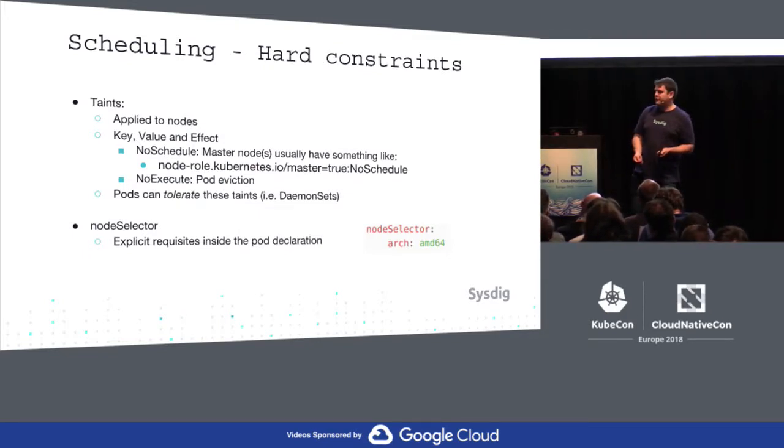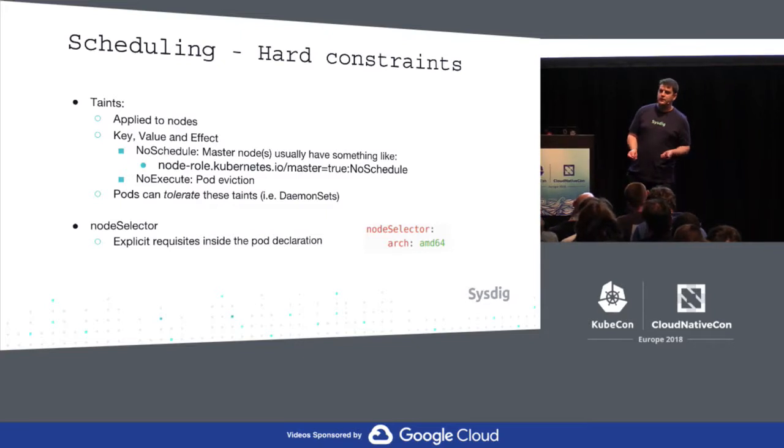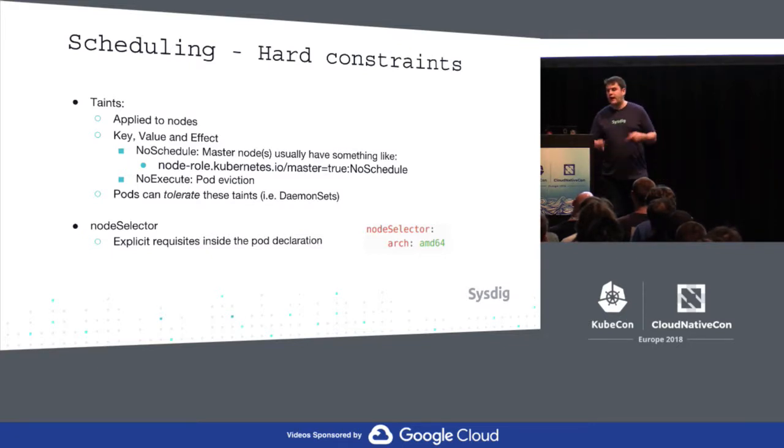Those are the hard constraints that you can use with the default scheduler. You are probably very familiar with them. I mean, you can have taints, you can have taint tolerations, you can have a node selector that explicitly matches a set of labels, etc. I'm not going to talk much about this because it's common stuff.